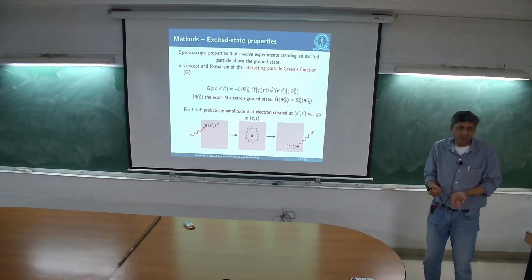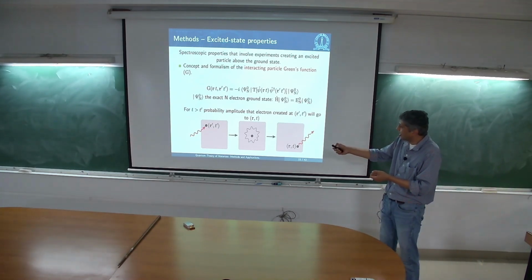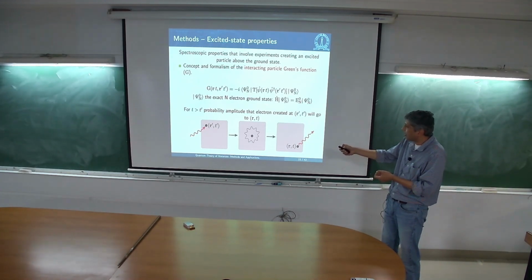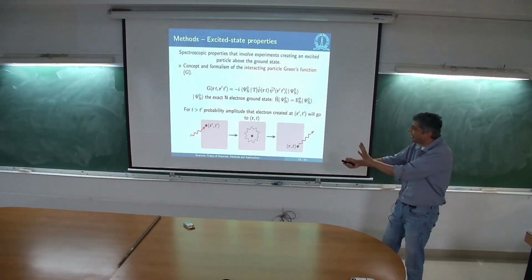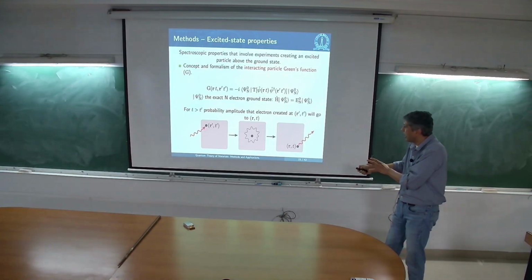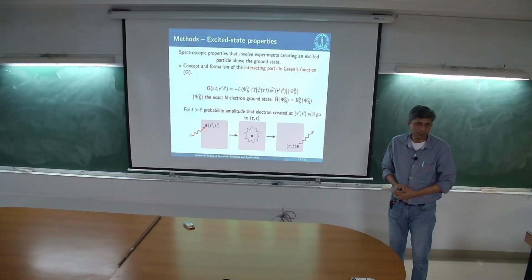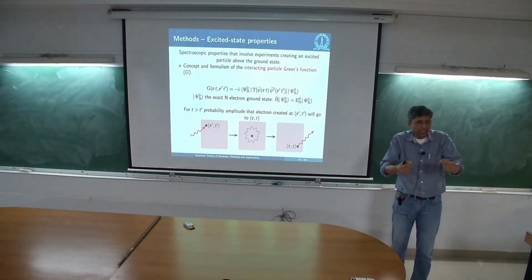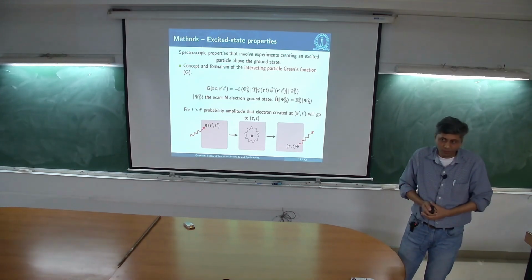So what is the Green's function? The Green's function is written formally in this way, where this is the exact n electron ground state, this is the time ordering operator, and these are the Heisenberg creation and annihilation operators for an electron at a given point. Essentially, this is the probability amplitude that an electron which is created at r prime, t prime, will go to r, t. And this actually contains the information about the excited states of the system.